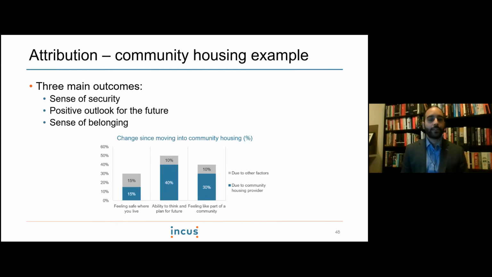So you can see there that there's been 30% improvement in feeling safe where they live, but only half of that is due to the provider. Conversely, there's been a big change, 50% improvement in their ability to think and plan for the future, but most of that, 40% of the 50%, or 80% overall, they attribute back to the community housing provider. So again, really useful data, helps us be more credible in our account of the social value that this is creating.